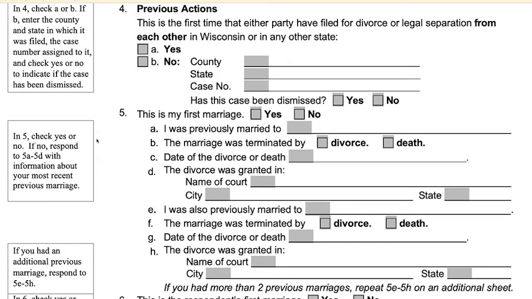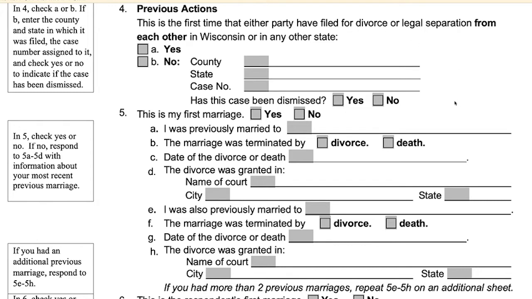So the court then wants to know if you've ever filed for divorce or legal separation from each other in Wisconsin or in any other state. And of course, if you haven't, you just click no. It almost looks like they have it reversed here. If you've ever filed for divorce or legal separation from each other, you would click yes and then tell them what's going on. If you haven't, then you haven't.